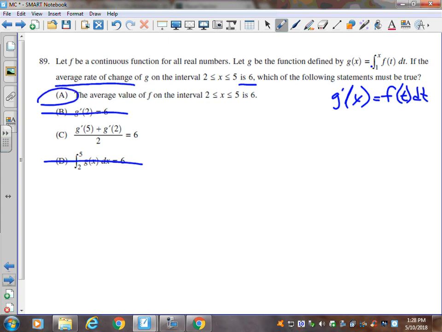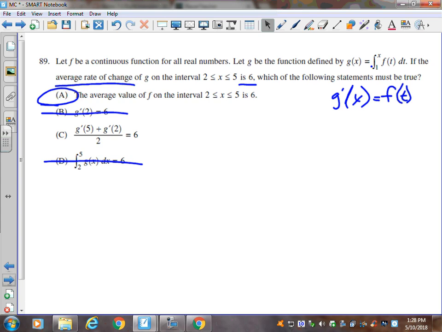Now in this class, have you ever seen us add two numbers together and divide by 2 to get anything? No, because the answer is A. The average value of f on that interval is 6 because of this notation. If you take the derivative of an integration problem, you just end up with basically that. So since that is what you end up with, it makes sense that the average value of f is the answer, 6, because the derivative is equal to f. So sometimes knowing something about notation is important.